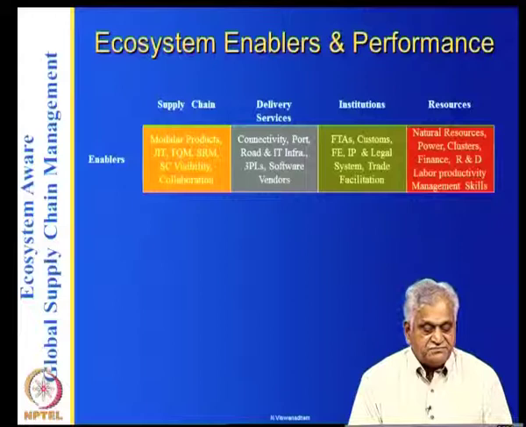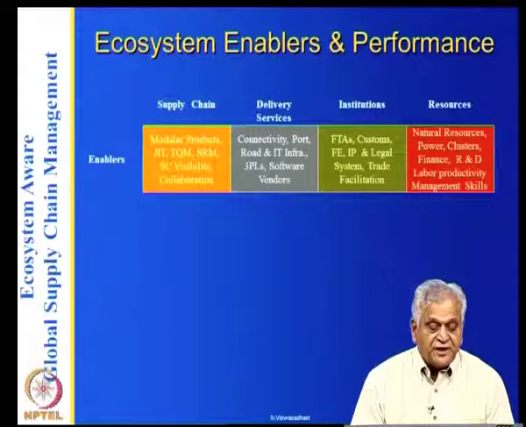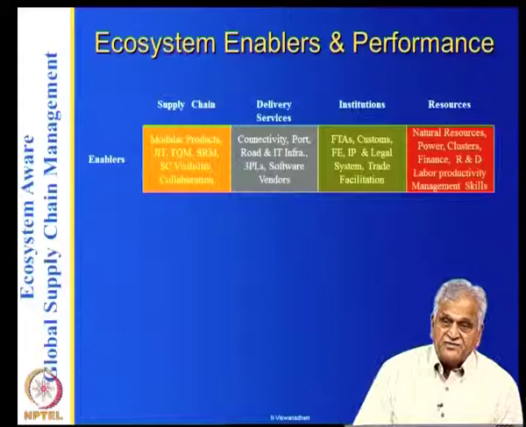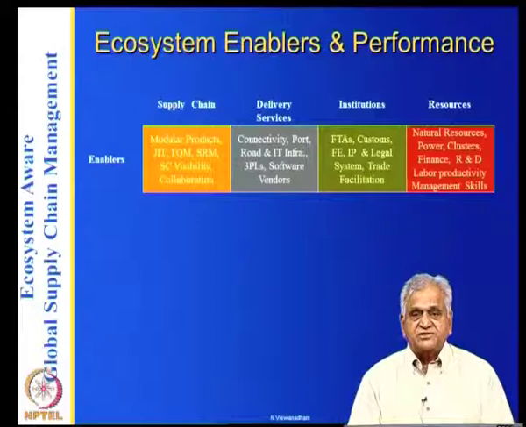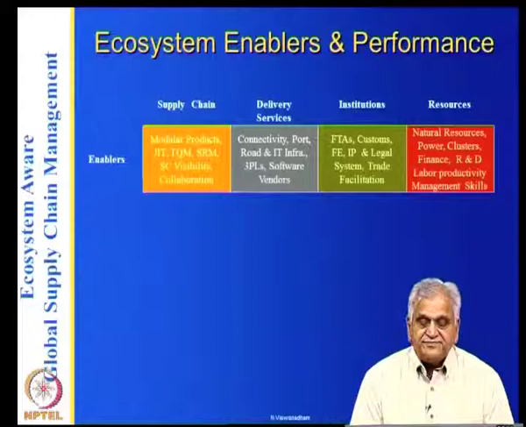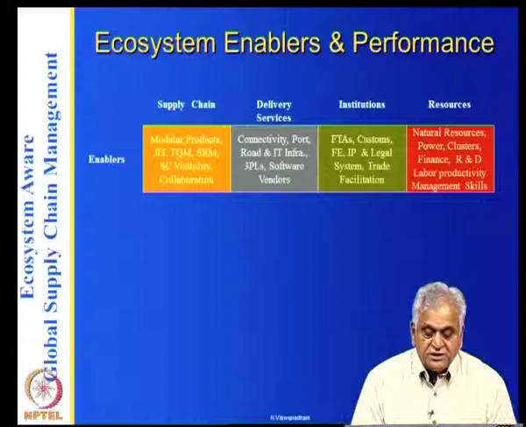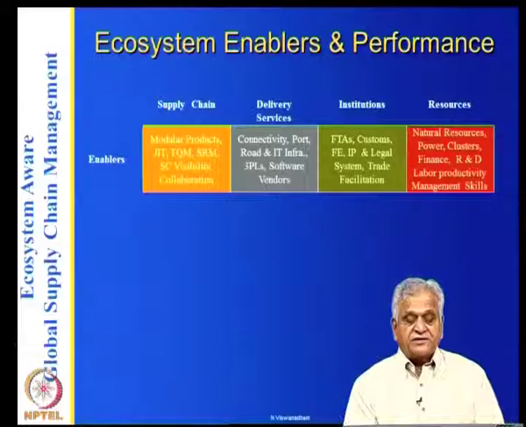All of us know these are all good things that a supply chain can have, and they become enablers. Enablers for what? Enablers for reducing the lead time, for reducing the cost and so on. And what are the enablers for delivery time? Enablers meaning good features which will enable a good service. For example, delivery services: connectivity between two places, the ports, roads, and IT infrastructure, third-party logistics providers, software vendors, and all that. These are all the enabling factors that you look for in delivery services.